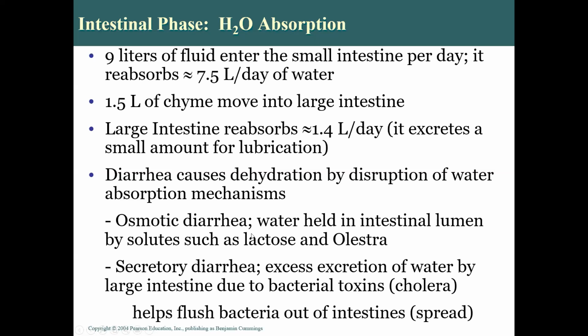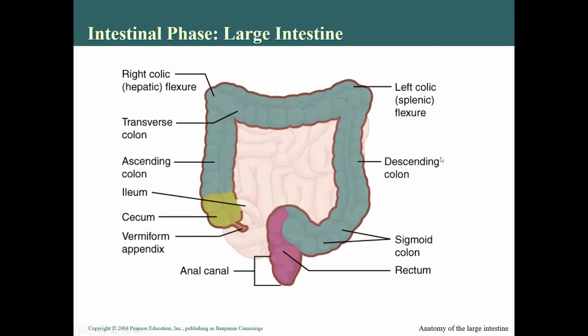Now, lactose can cause osmotic diarrhea, and olestra was a fat substitute that was common years ago that they stopped producing. Okay, this is an image directly from your book. It shows you the cecum, which is the beginning of the large intestine. It shows the beginning of the large intestine.